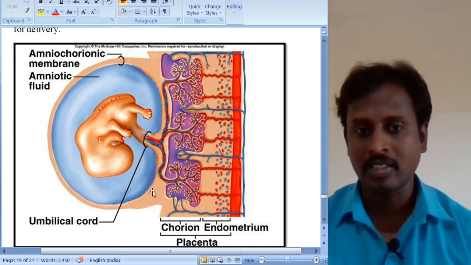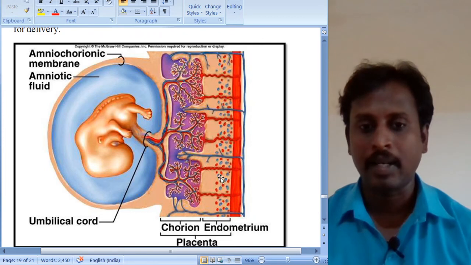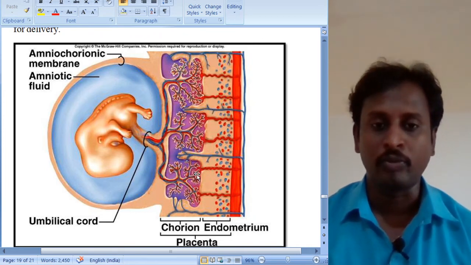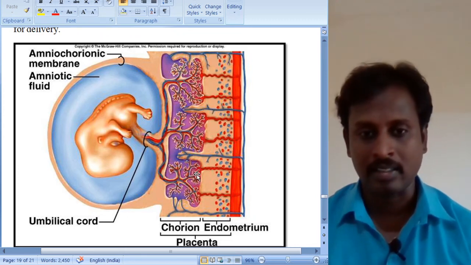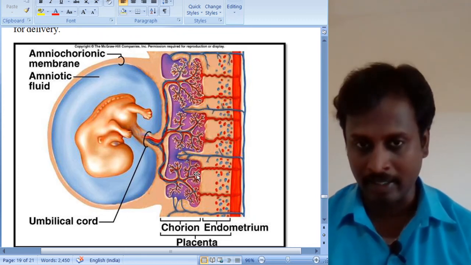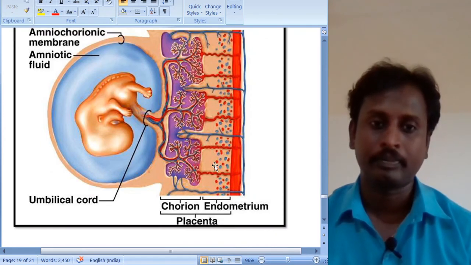It is the fetal side, and this particular layer is collectively called the placenta. In the placenta we can find the fetal side, chorionic villi, and the mother side or maternal side, endometrium and the blood vessels. Okay, that is the placenta.